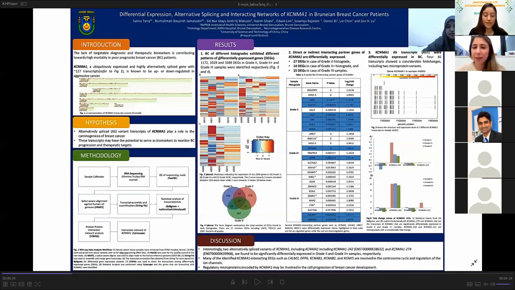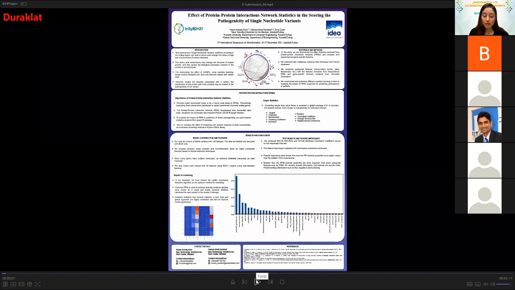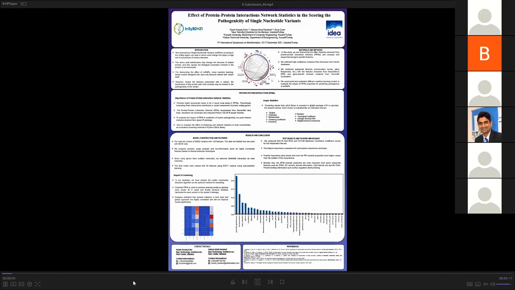The next poster presentation is Effects of protein-protein interaction network statistics in scoring the pathogenicity of single nucleotide variants. Hi, I am Kcnm. I'm working as an R&D engineer at IDEA Technology Solutions. With this work, we aim to measure the effect of the protein interaction for predicting the pathogenicity of the variants.